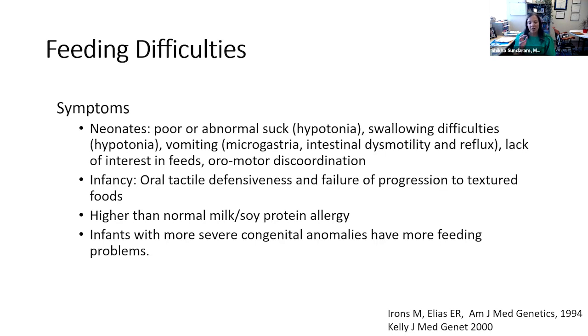Again, as Dr. Elias mentioned, the muscles that help you suck and swallow are not too different from those that allow you to verbalize. As neonates turn into infants, they sometimes develop some oral tactile defensiveness, if you will, probably because they've experienced some poor experiences with foods. As a result, they may have some difficulty progressing to more textured or chunky foods. That is further complicated by the fact that some patients with SLO have milk and soy protein allergy in addition to other food allergies. We also know that statistically, infants and children who have more severe congenital anomalies are more likely to have more feeding problems.